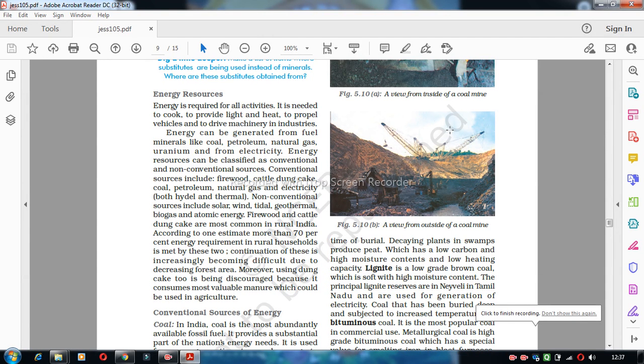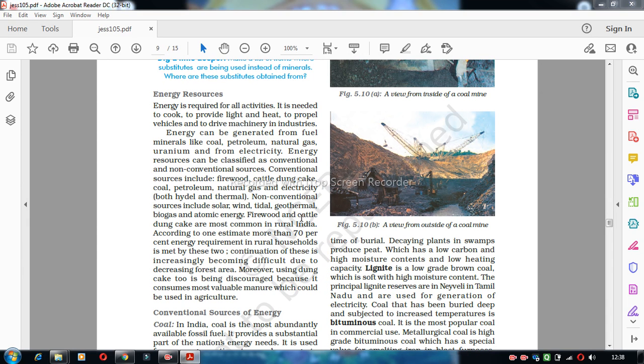Geography class. Chapter number 5, Minerals and Energy Resources. In that we are on the topic energy resources. Energy is required for all the activities. It is needed to cook, to provide light and heat.